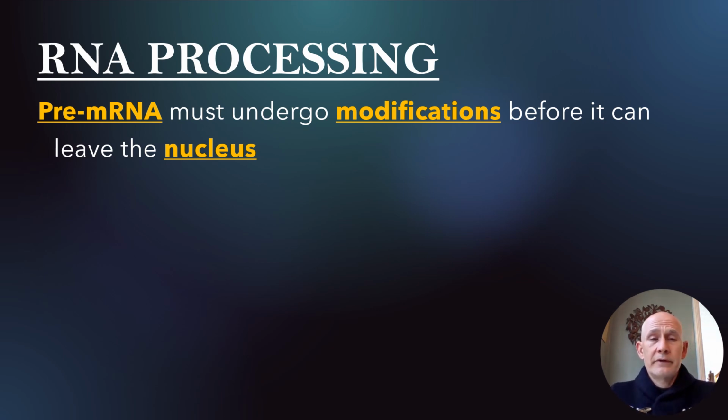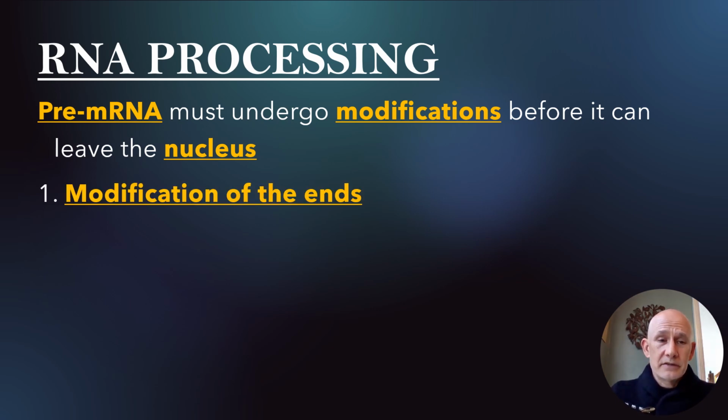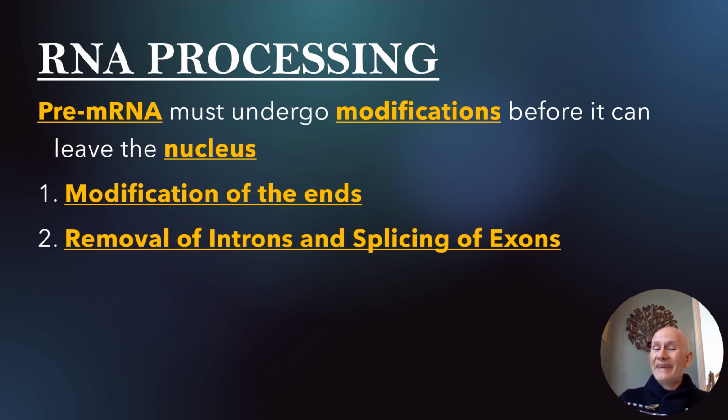So you write a paper for your English teacher and you turn it in, and then your teacher's going to say, you need an introductory paragraph and you need a concluding paragraph. And then in the middle, you've got all this junk that just doesn't belong. Get rid of it. That's what happens with RNA processing. So we're going to modify the ends, and then we're going to remove introns, and we're going to splice exons.